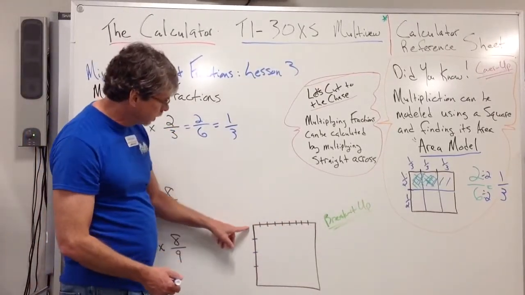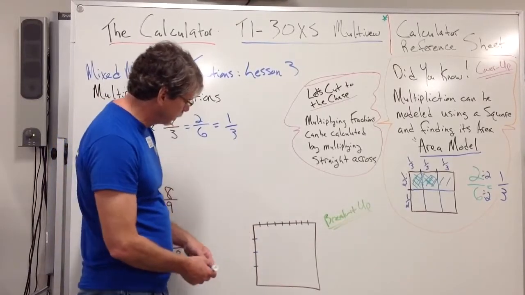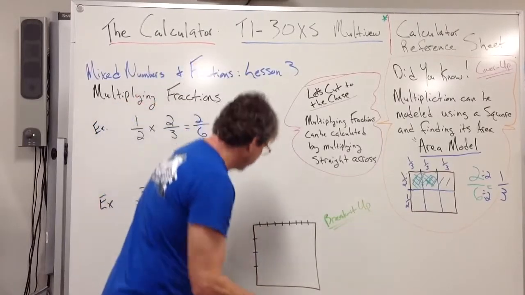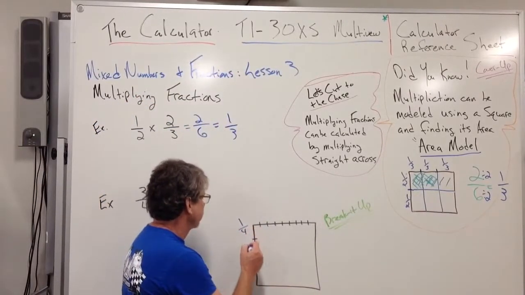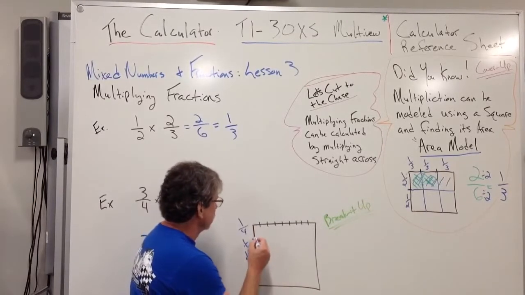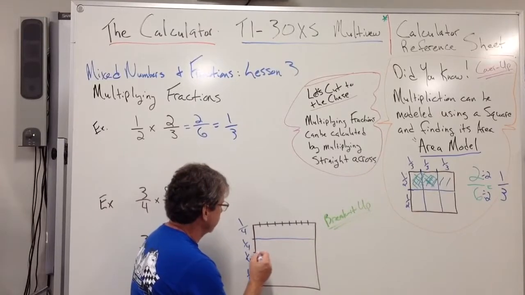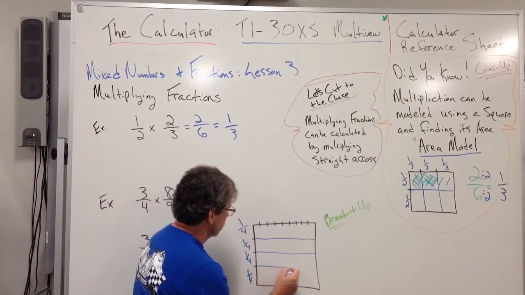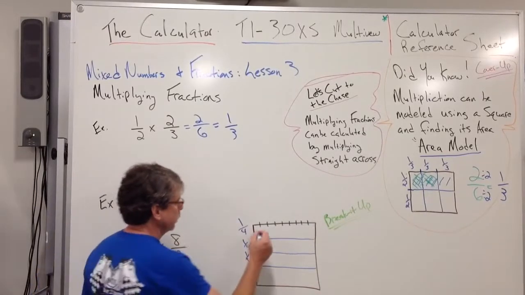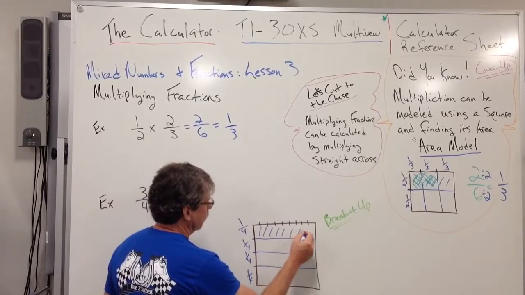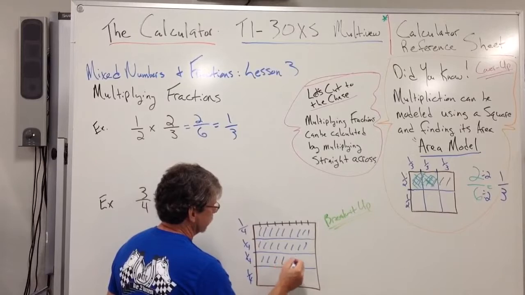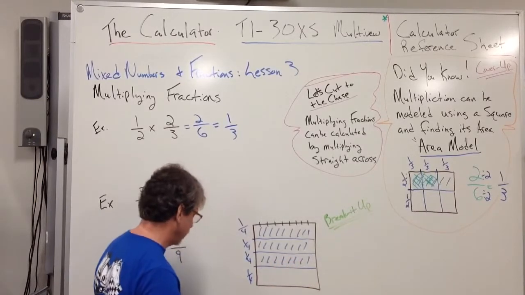So 3/4 means to cut my side into 4 equal pieces. So I've got 1, 2, 3, 4 pieces. So these would be called fourths. So 1/4, 1/4, 1/4, 1/4. And then I'll make my little slices across here. And notice that we get 3 of those 4. So what I'm going to do is shade 1/4, 2/4, and 3/4. So 3 of 4 would be shaded there.